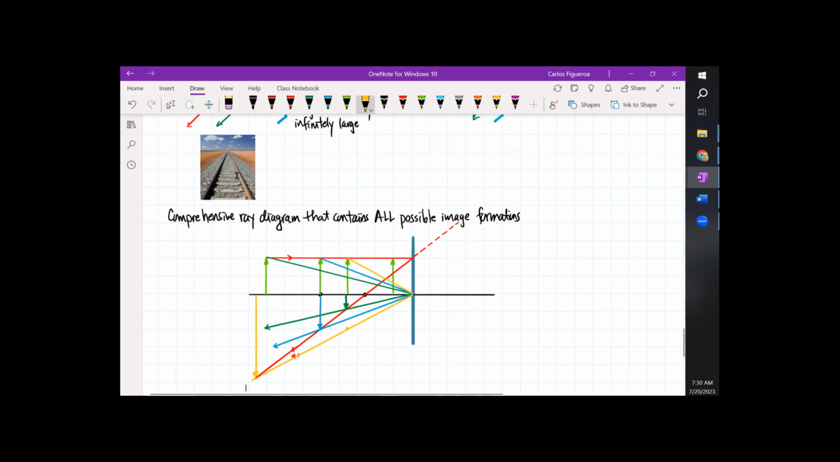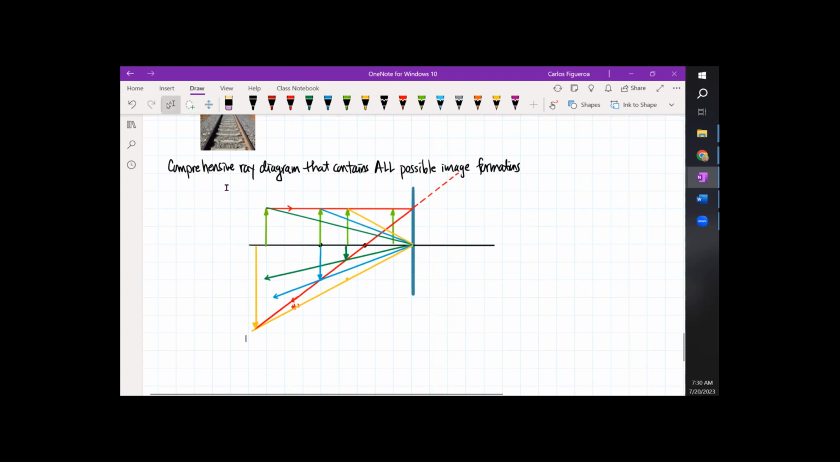If I start to label these guys to try to make it a little bit more clear, note that this guy was S greater than 2F. This one was S equal to 2F. And then this one over here is 2F greater than S greater than F. And now we're left with our last one right here.